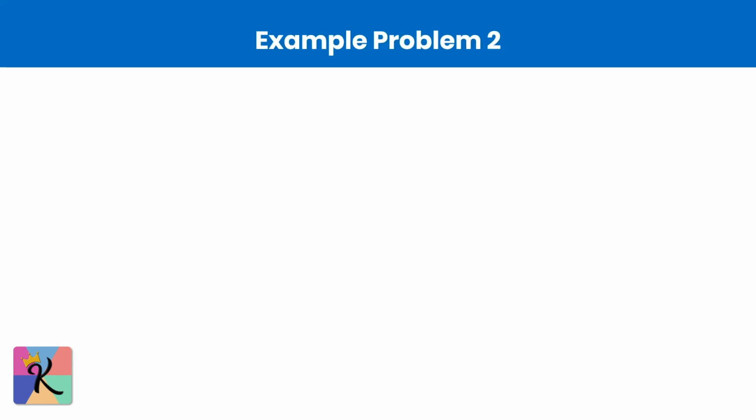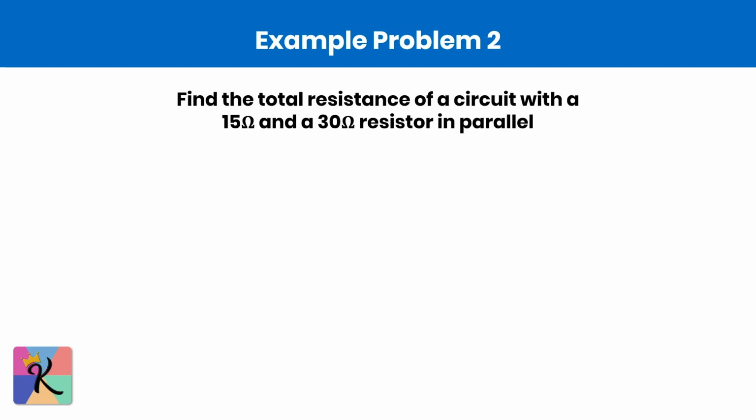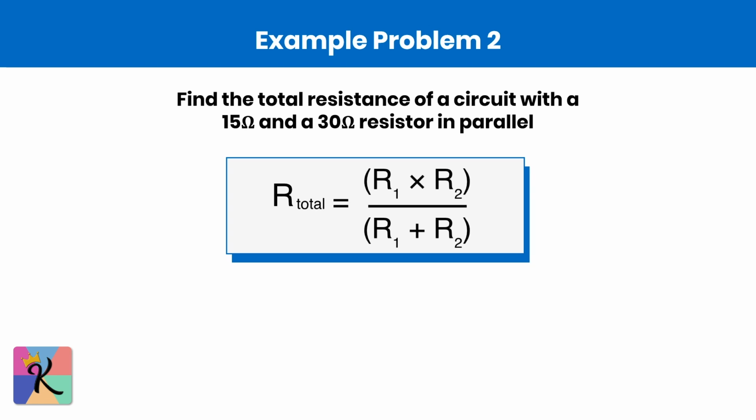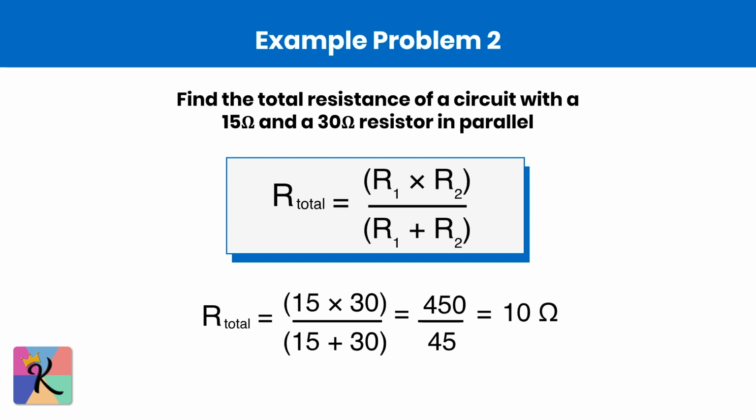Here's another example. Find the total resistance of a circuit with a 15 ohm and a 30 ohm resistor in parallel. Using the formula, total resistance equals the product of the resistances divided by their sum. Substituting the values, 15 times 30 divided by 15 plus 30 equals 10 ohms. So the total resistance is 10 ohms.